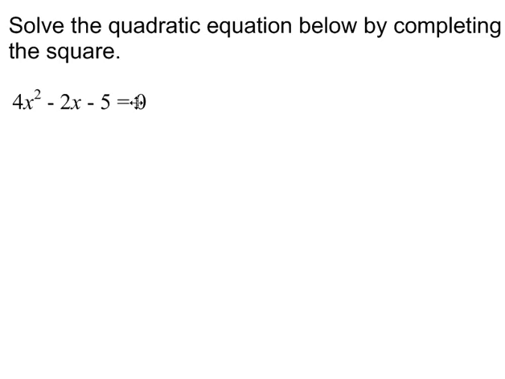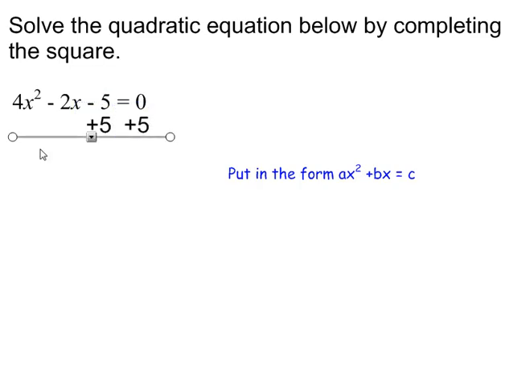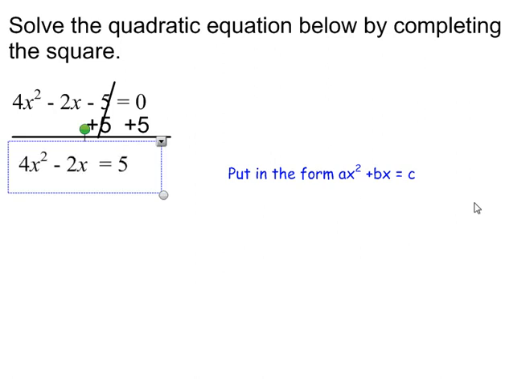Okay, so first we have to put it in the form ax squared plus bx equals c. So we have to move the constant to the other side. So moving the constant to the other side gets us 4x squared minus 2x equals 5.